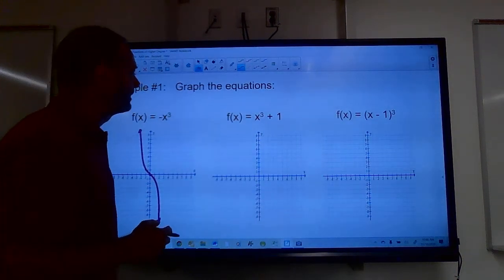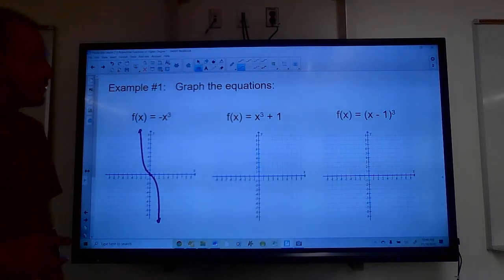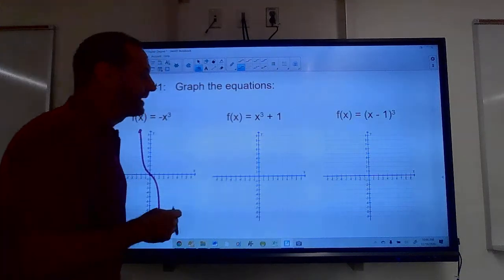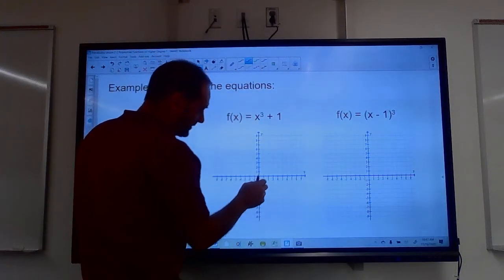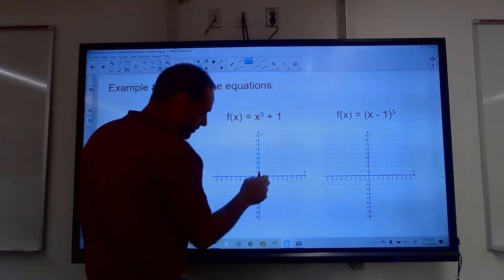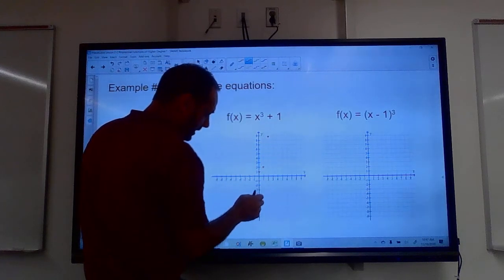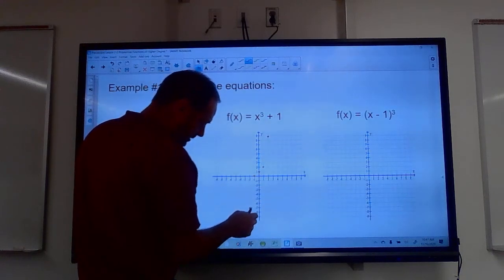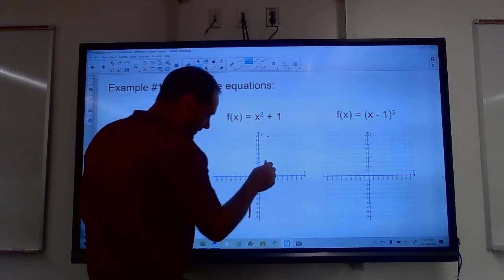X cubed plus 1. Well, if you remember your transformations, all this does right here is bump up x cubed 1 place. So that means that instead of going through the origin here, it's going to go through 1. And instead of going through 1, 1, it's going to go through 1, 2. 2, 9. It's going to go there. It's going to go there. So my graph looks like this.